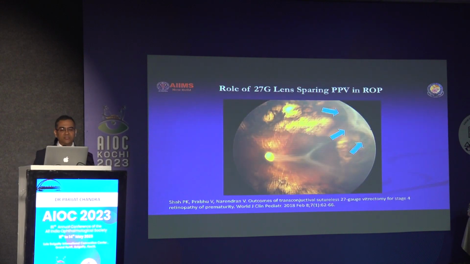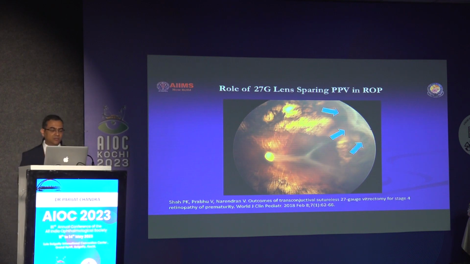We like to do 27G surgery sometimes in very posterior cases because these instruments can flex, and it might be difficult to operate in the periphery. In this particular case, you can see it's heavily lasered aggressive ROP, and there's traction in the periphery and central traction as well. So Dr. Parag likes to operate a lot of these 27G cases.